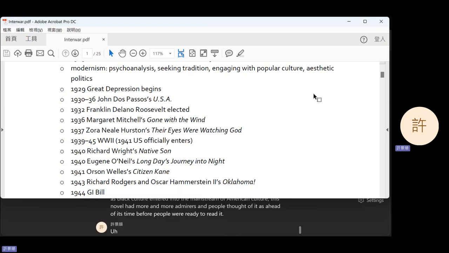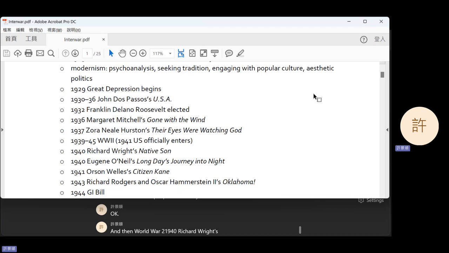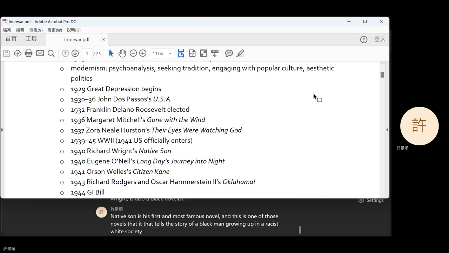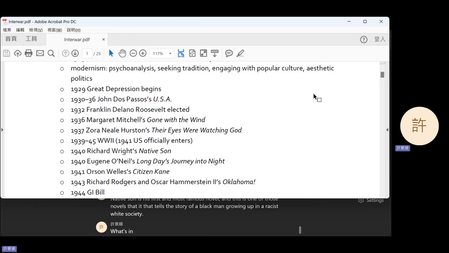Okay, and then World War II. 1940, Richard Wright's Native Son. Richard Wright is also a Black novelist. Native Son is his first and most famous novel. And this is one of those novels that tells the story of a Black man growing up in a racist white society. What's important about this novel, first of all, is it's a bestseller.